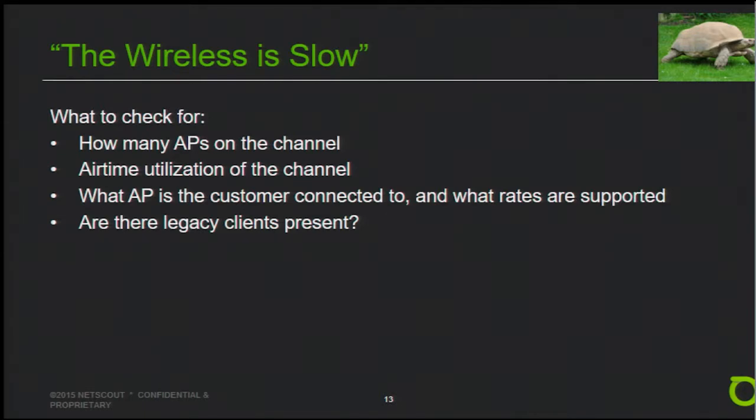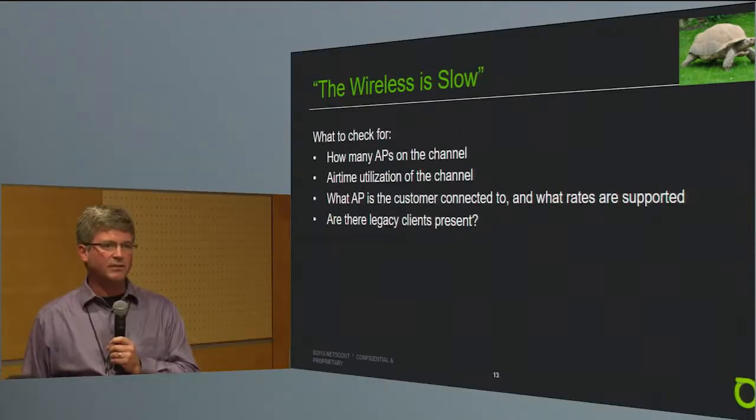But probably one of the more common complaints that technicians and engineers get is that the Wi-Fi is slow. So some of the more common things you want to check for: how many APs are on the channel, airtime utilization of that channel, what access point is the customer actually connecting to, and what rates in that access point are being supported. And are there legacy clients on that, not just that access point or that network, but on that channel?